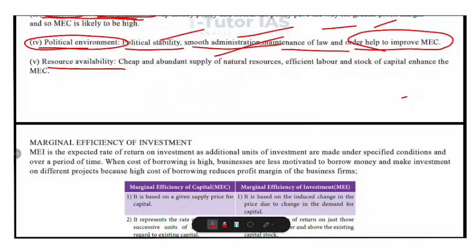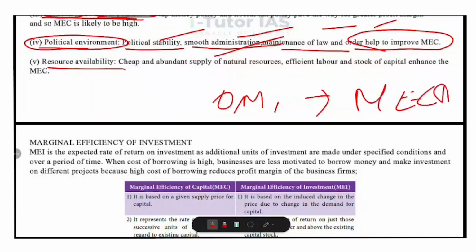When a country has abundant natural resources, skilled labor and adequate capital, production becomes cheaper and more efficient, and this boosts expected profit and MAC rises. Let me tell you an example. Countries rich in oil, minerals or cheap labor, like India in IT, will attract more investment because production costs are lower, and that leads to a rise in MAC.